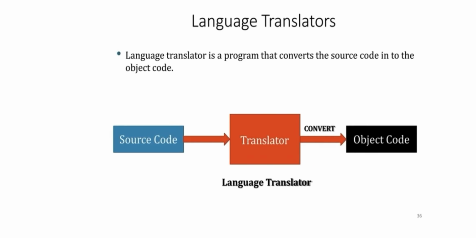A language translator is a program that converts the source code into the object code. So the source code is human readable, and it is the input language that allows us to put instructions into the computer. The translator converts it into the computer language, the object code, which the machine will understand.